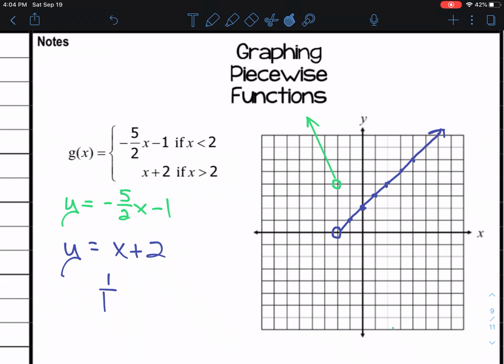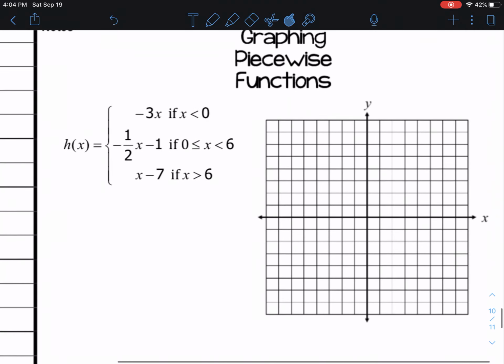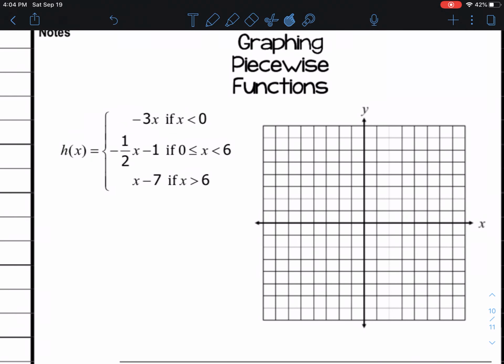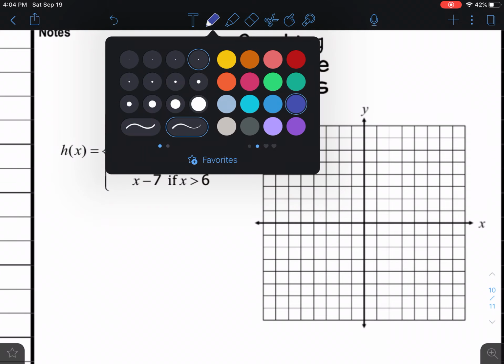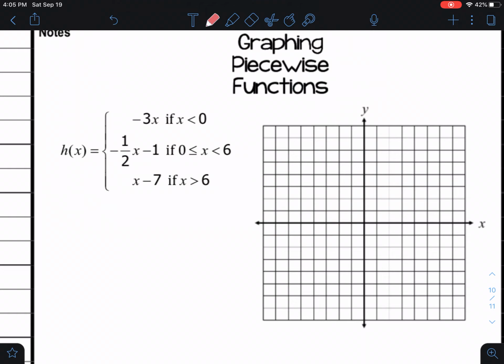All right, so I want to do one more. And this one has 3 pieces in it, so we're going to spend some time doing this. Let's take a look at that first one. H of x is equal to -3x. So my y-intercept then is 0, since there's nothing written there. So I'm going to put a dot there at 0. And then -3 is my slope, so that means down 3 over 1. Down 3 over 1. And again, I'm going to go maybe up the other way.